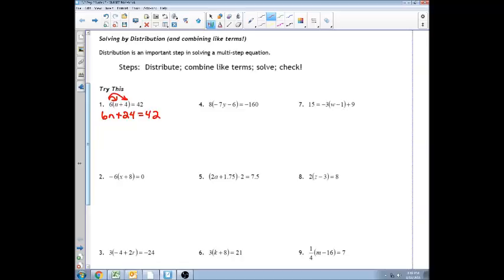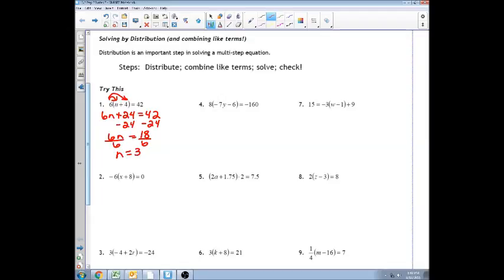All right. Can I combine 6n and 24? I cannot. So I need to start the process of getting n by itself. We would subtract 24. That would leave me with 6n is equal to 18. Now I need to divide by 6. N would equal 3. Remember, we need to check that.